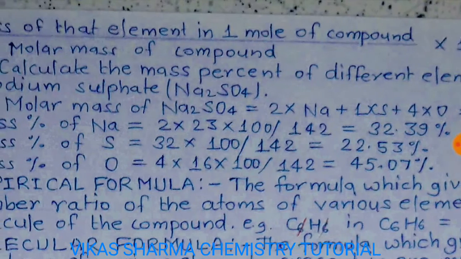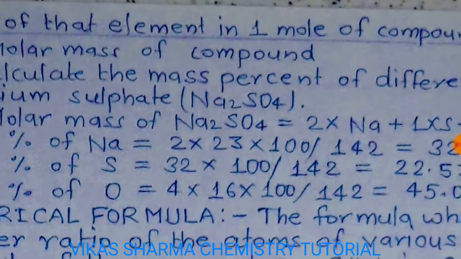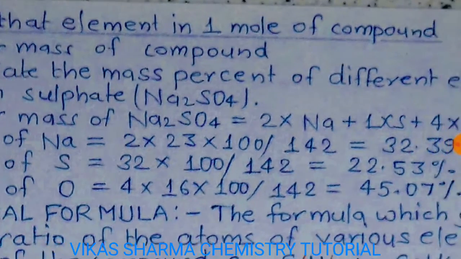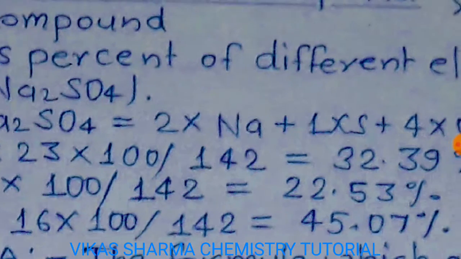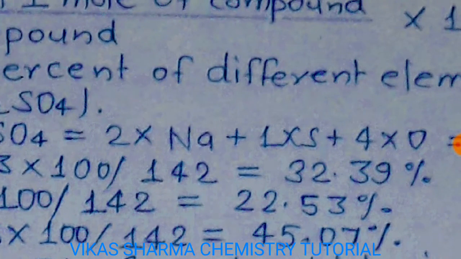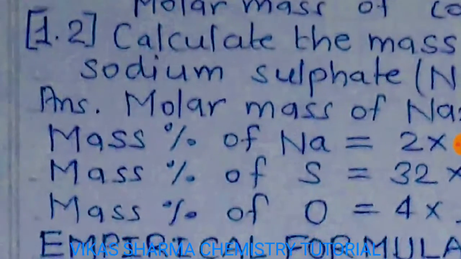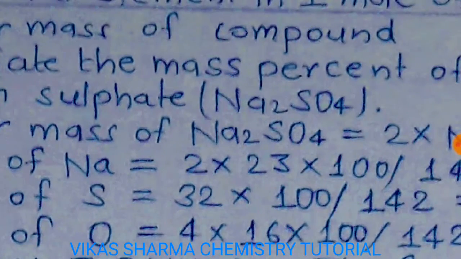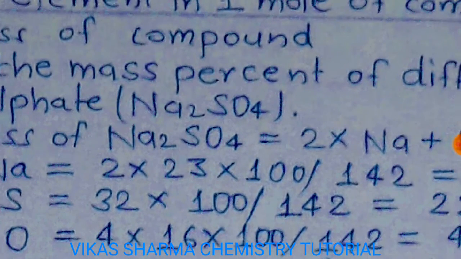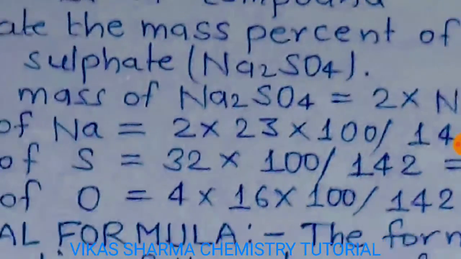Student, in this question, they want the mass percentage of each element. So mass percentage of sodium is equal to, there are two atoms, so 2 multiplied by 23, then multiplied by 100 and divided by the total mass of sodium sulfate, which is 142. So the answer is 32.39. Student, mass percentage of sulfur, has only one atom, so 32 multiplied by 100 and divided by 142. So the mass percentage of sulfur is 22.53%.